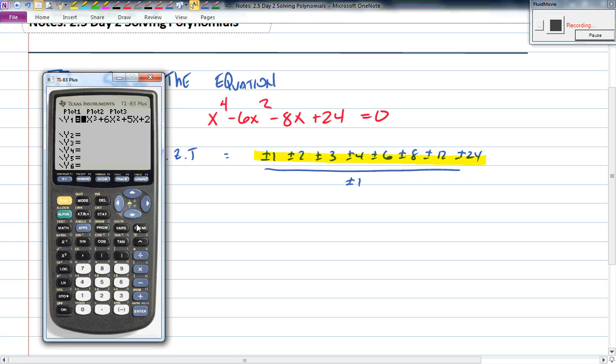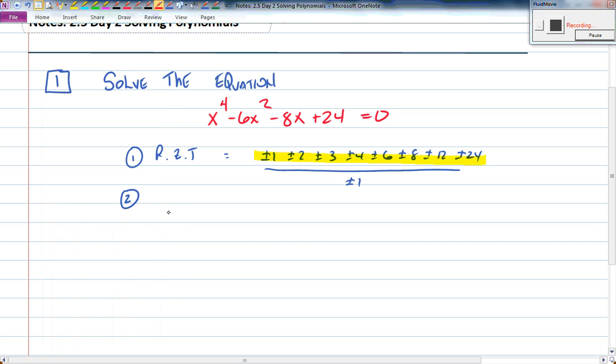So I'm going to clear everything out. We're going to go x to the 4th minus 6x squared minus 8x plus 24. Good. So let's hit graph. It looks like 2 is a double root, or multiplicity 2. So it looks like 2 happens twice, right? But for right now, let's just use the fact that 2 looks like it's a 0.